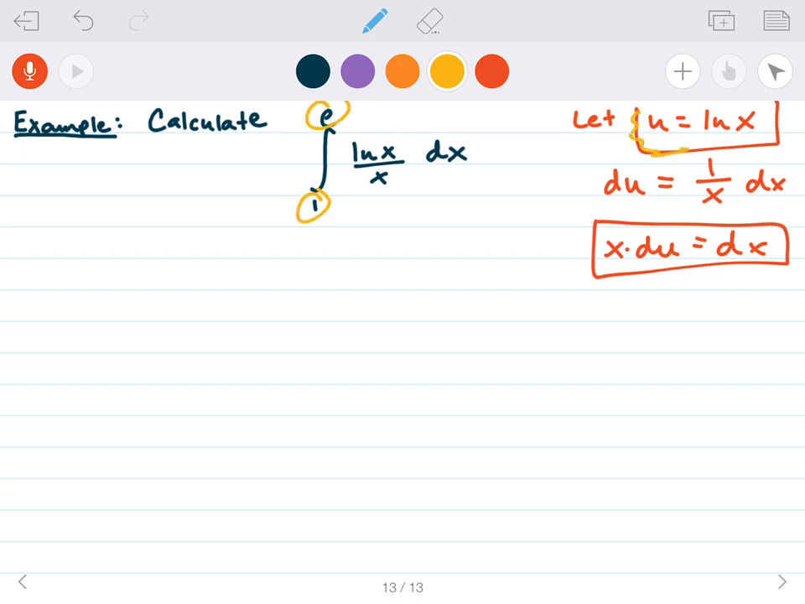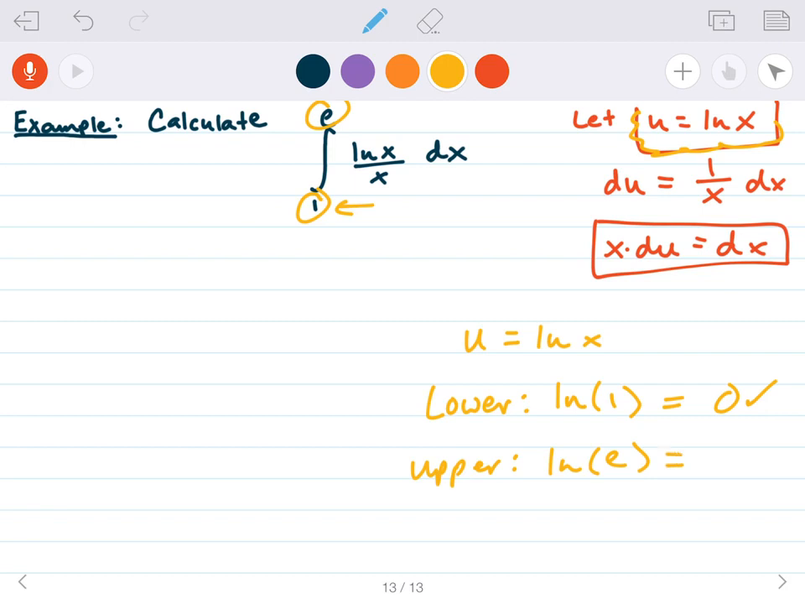So to change my bounds, I need to use this relationship that u is equal to ln of x. So my lower bound is this one, right? And so I have ln of 1, which is just equal to 0. So my lower bound is now 0. My upper bound is changing to ln of e, which is just 1, right? ln and e are inverse operations. So now I can change the bounds here. I'm going from 0 to 1, and ln of x is equal to u.